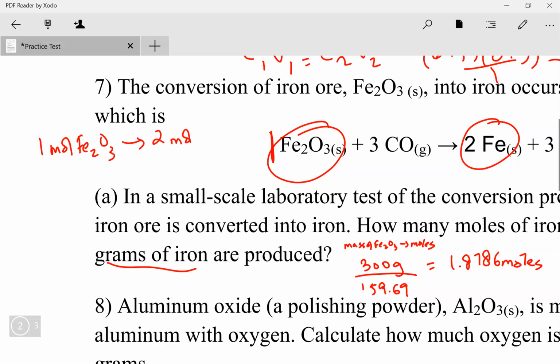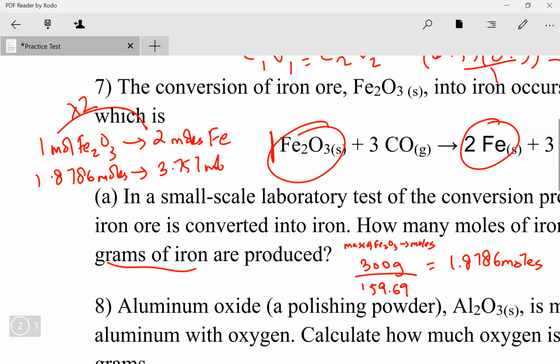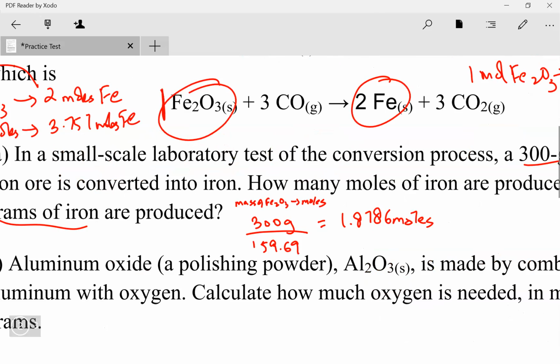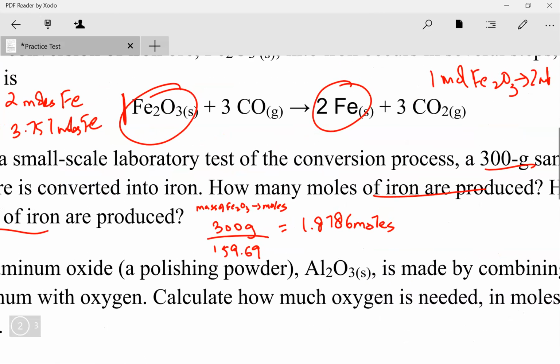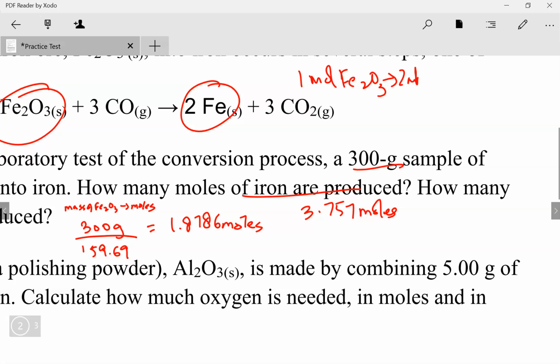Arrow, 2 moles of iron. So 1.8786 moles of Fe2O3. Again, from here to here, I'm going to multiply by 2. So this answer, I'm also going to multiply by 2 to give me 3.757 moles of iron. So that's the answer to the first part. How many moles of iron are produced? 3.757 moles. And now again, I have to go back from moles to mass.